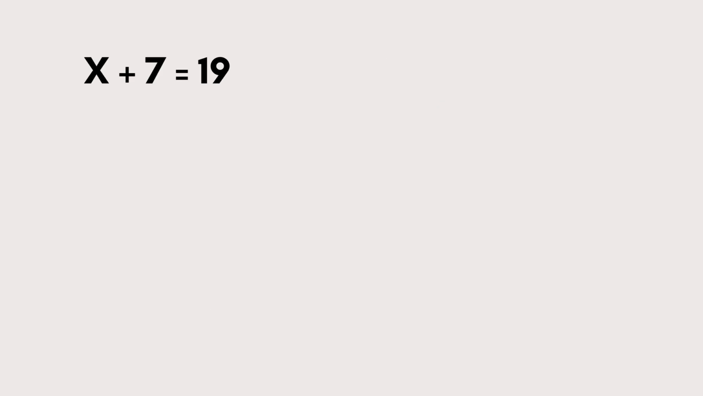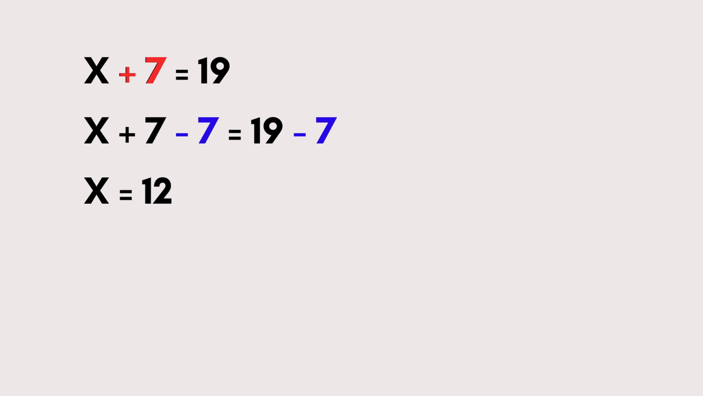Let's start with this example. x plus 7 equals 19. Here's how we solve it step by step. x isn't by itself because 7 is being added to it. To undo the addition, subtract 7 from both sides. On the left, we get x plus 7 minus 7 equals x, as plus 7 and minus 7 cancel out. On the right, 19 minus 7 equals 12.